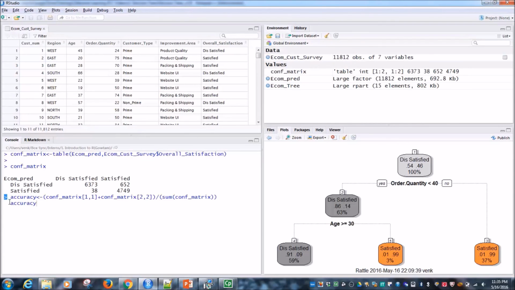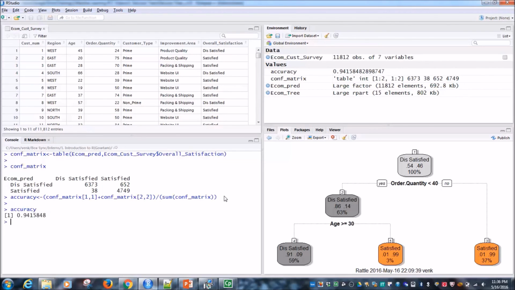From this table directly, the accuracy can be calculated in the confusion matrix. First element plus the fourth element, that is 1 1 plus 2 2, divided by sum of all the elements, or simply we can write it this way. That is the accuracy value. And what is the accuracy here that we have calculated? Around 94.15%. That is the accuracy of our model.